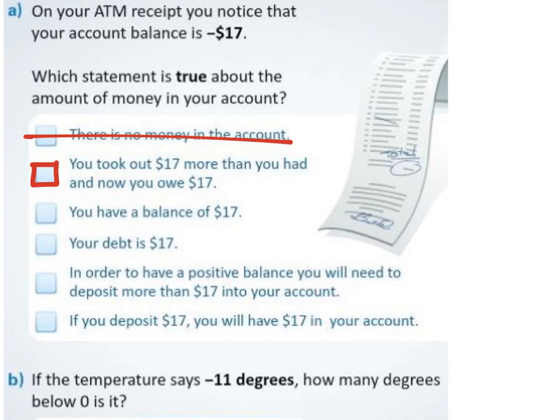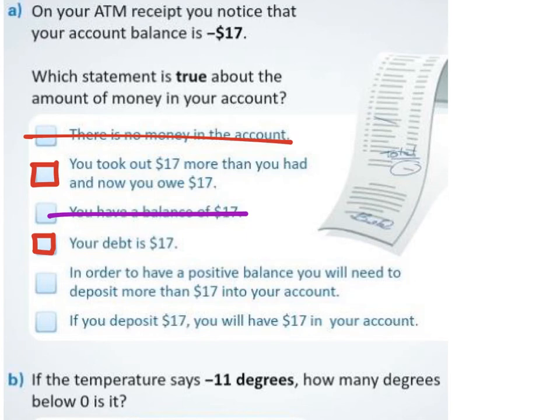It says you have a balance of 17 bucks. Nope, it already said it's a balance of negative $17, and it is different. Your debt is $17. Yeah, that should be good. So even though it sounded like it was singular, that's weird. That seems extraordinarily deceptive. So I would say that your debt is actually 17 bucks as well, because it's amount owed. Debt also would be another way to show negatives.